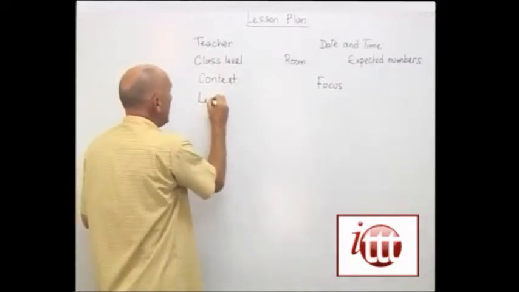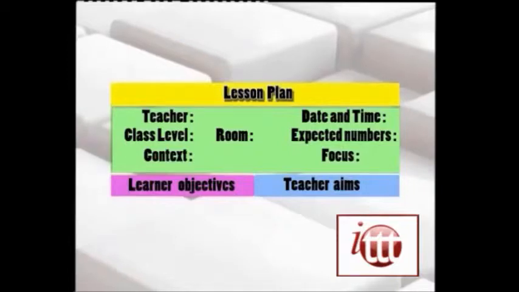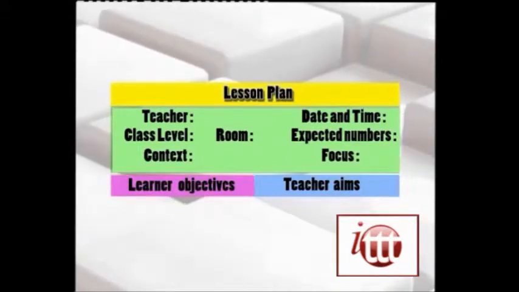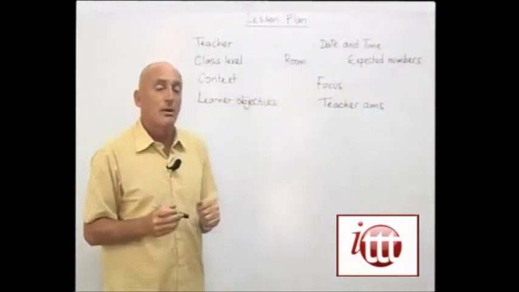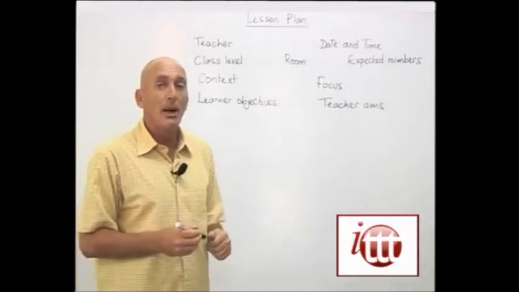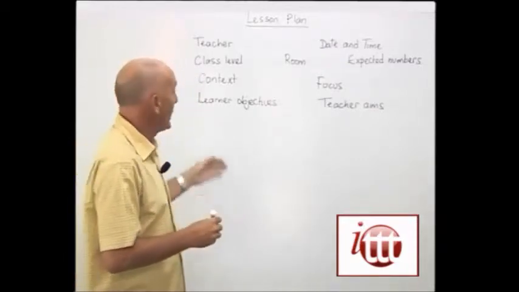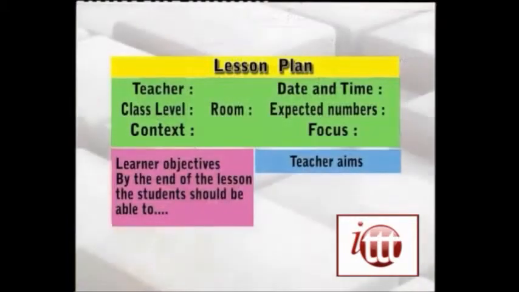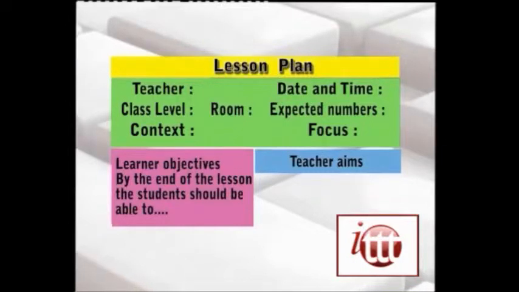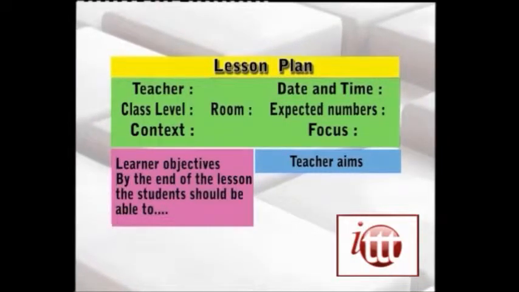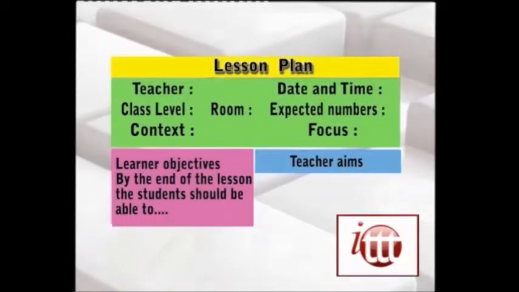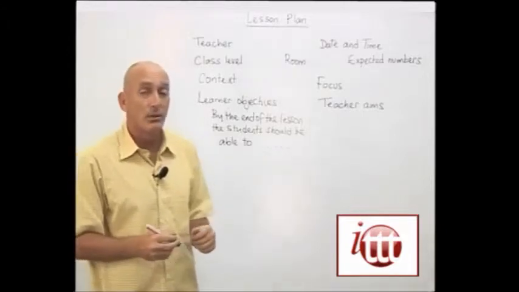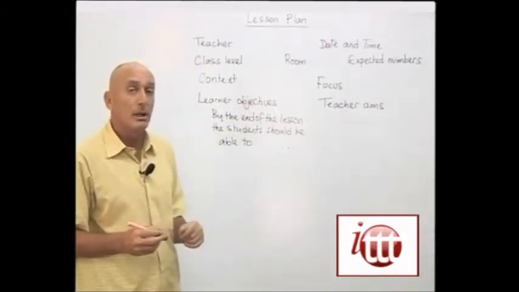Okay, then we have a set of objectives and aims. Here, the learner objectives relate to what we're hoping the students are going to be able to do by the end of your lesson. And quite often, that can be a useful way of writing out what the objectives are. So we would start the sentence, by the end of the lesson, the students should be able to, and then a list of 2, 3, or 4 items that we're expecting the students to be able to do by completing this lesson.